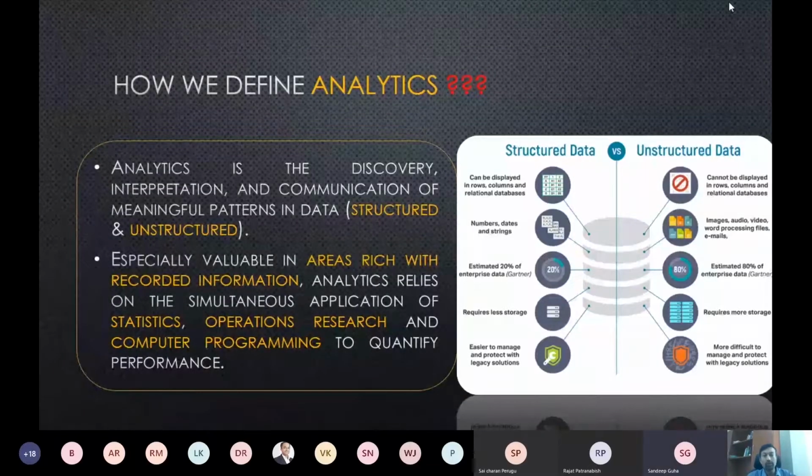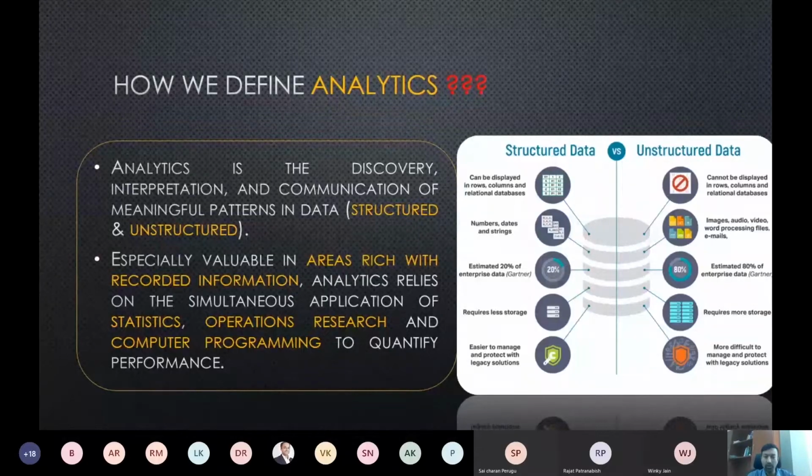Once we have the data, what do we do with that? We apply certain statistics-based tools, operations research, and computer programming to quantify performance. The purpose of statistics is to process the data and to go for some sort of conditioning of data. Maybe something might be missing, right? Data might have a lot of noise. We try to understand what kind of distribution our data has, so that we can apply an appropriate method and build a model accordingly. So statistics is for that purpose.